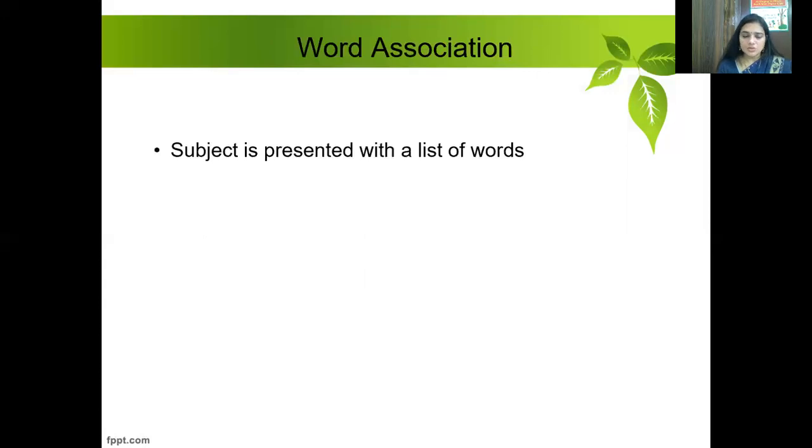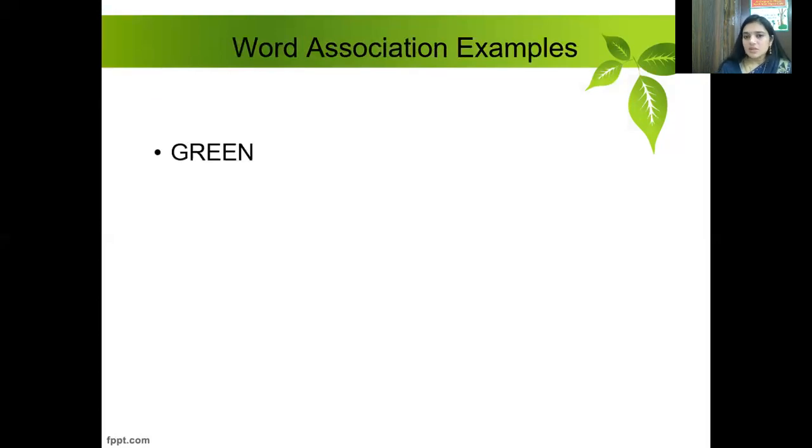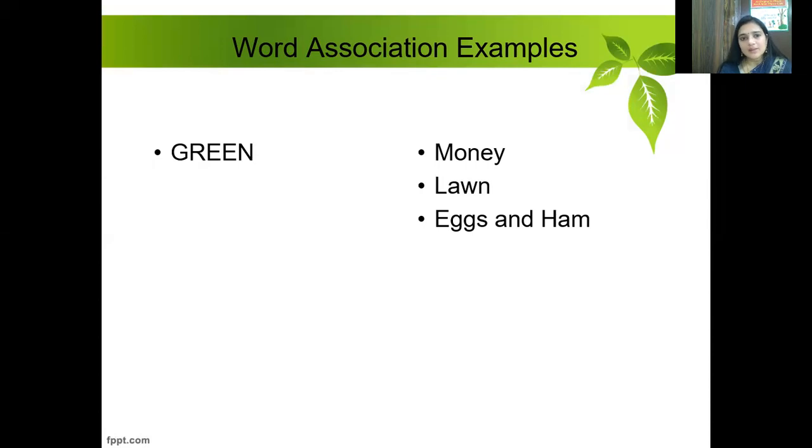For example, word association. The subject is presented with a list of words, and he will say what comes next in his mind. For example, ask the respondent for the first word that comes to his mind. Word association examples: Green. What comes to your mind? Grass. Other examples are money, lawn, eggs, and ham. Maybe lawn, grass, something like that.